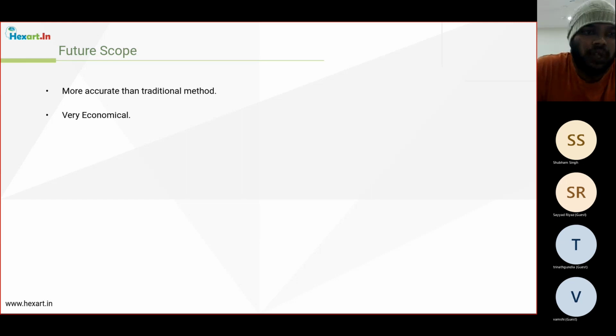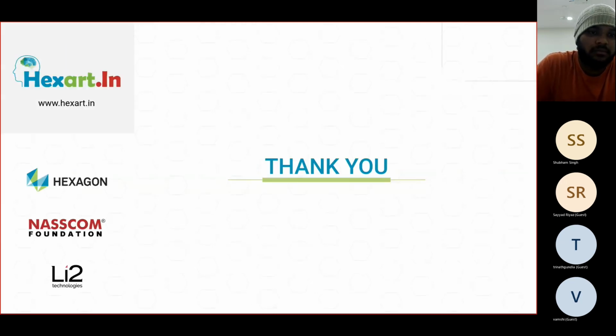The future scope of this model is that it is more accurate than the traditional method. We know that humans have a tendency to make mistakes, but this digital application is more accurate and does not make as many mistakes as humans, and it is very economical and does not require any maintenance charges. Thank you. And I also want to thank Exact for giving this wonderful opportunity.